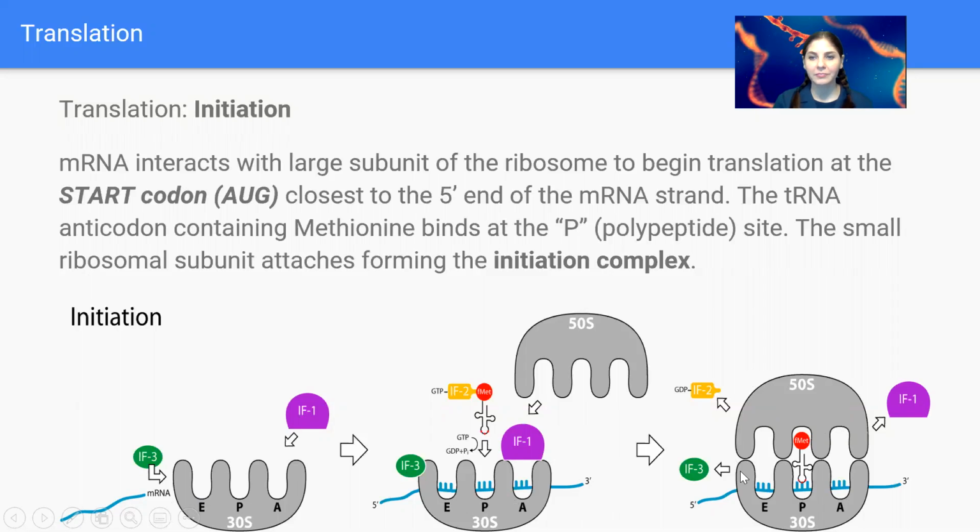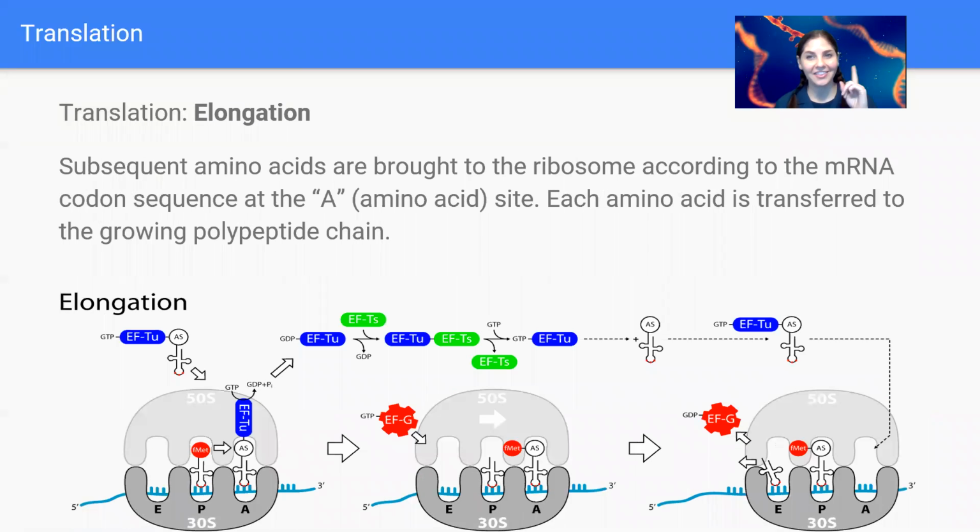Then this small ribosomal subunit is going to attach to the larger subunit, and this forms the initiation complex. Once this occurs, more of our transfer RNAs can come in and drop off their amino acid, which will eventually start to form that polypeptide chain. And that brings us to the elongation process.